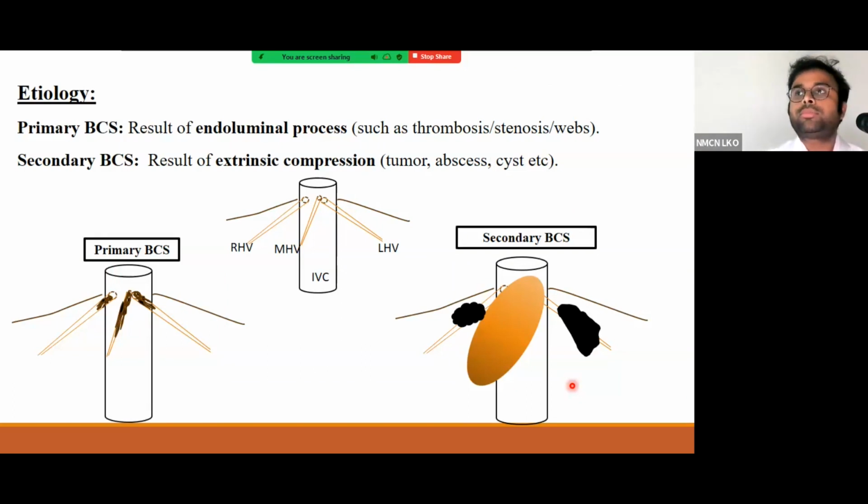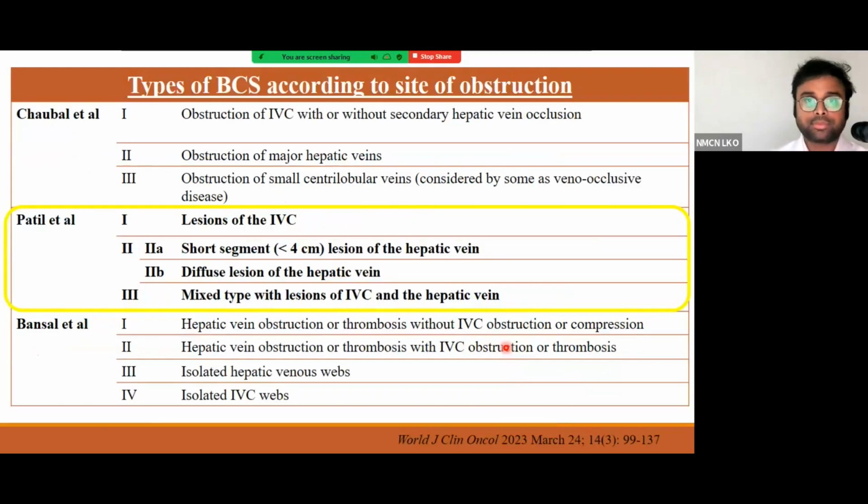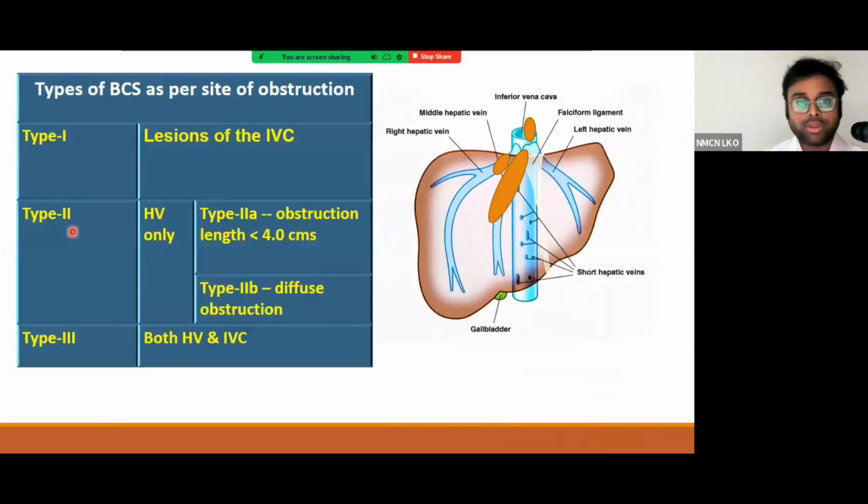Etiology-wise, Budd-Chiari syndrome can be primary, which results from an endoluminal process like stenosis, web, or thrombosis in either the hepatic veins or the IVC. It can also be secondary Budd-Chiari syndrome, which results from extrinsic compression by a cyst, abscess, or a tumor. According to the site of obstruction, various classifications are there, but the classification system given by Patel et al. is the most widely used.